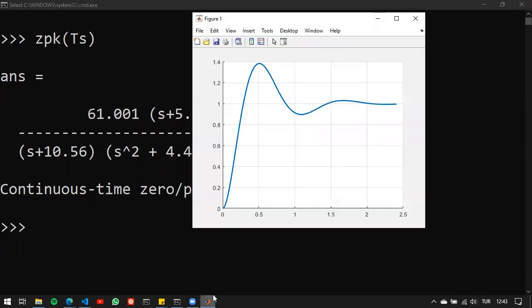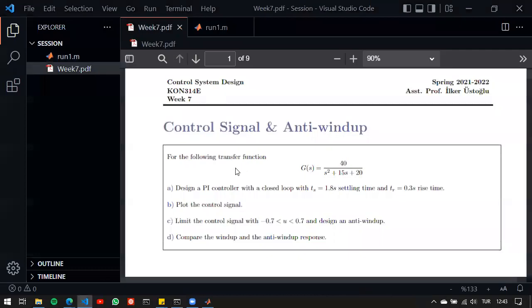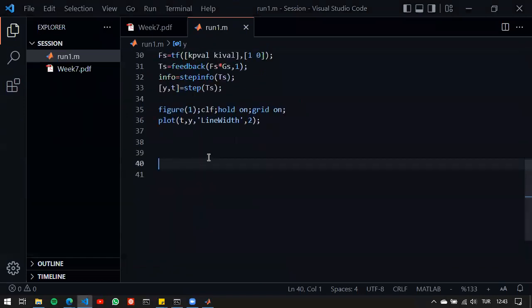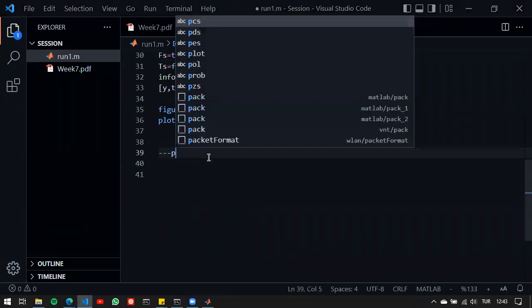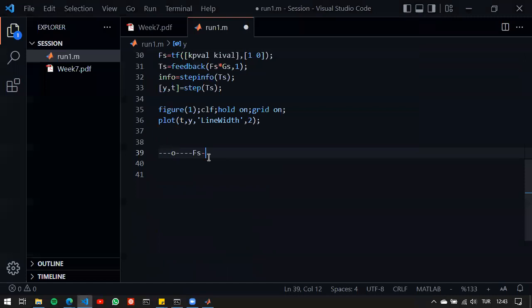So, of course, this part is not really the focus of today. The first question is to design a PI type controller, which we've done already. But the second question here is to look at the control signal. So, and let me remind you that the control signal is the following. We have a summation point here, we have the controller, we have the system, and then there's this feedback here.